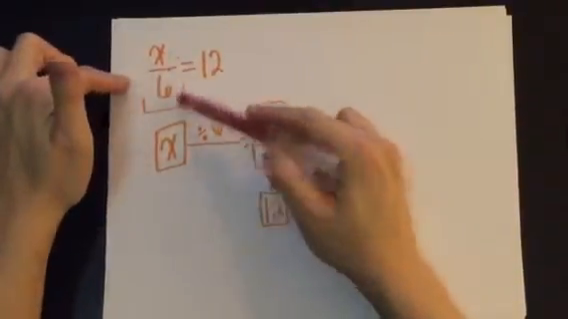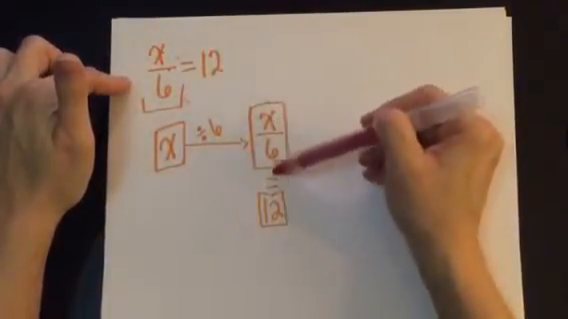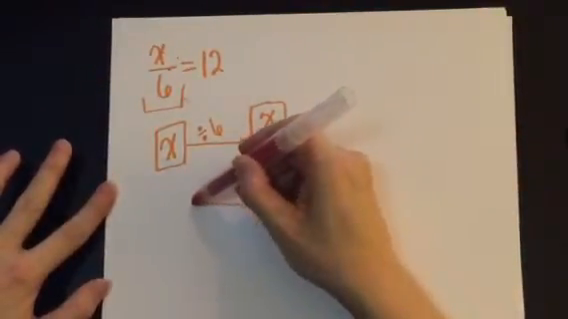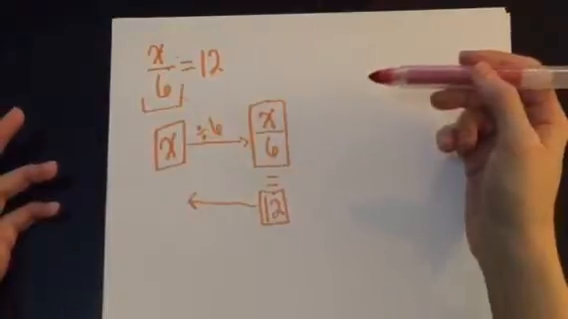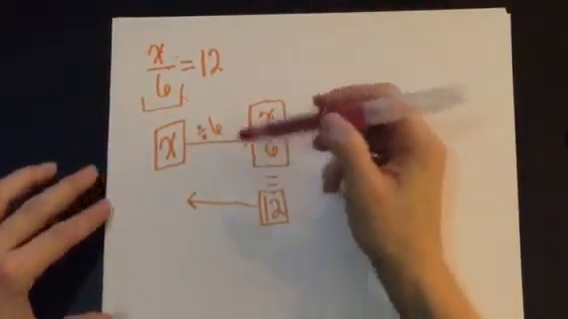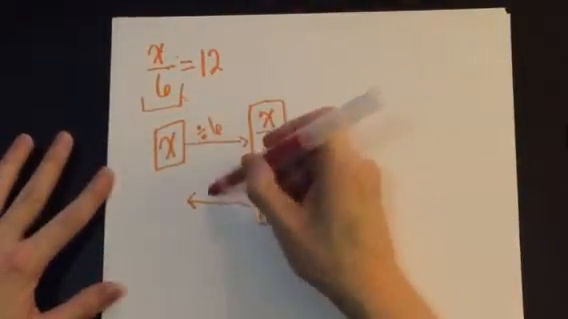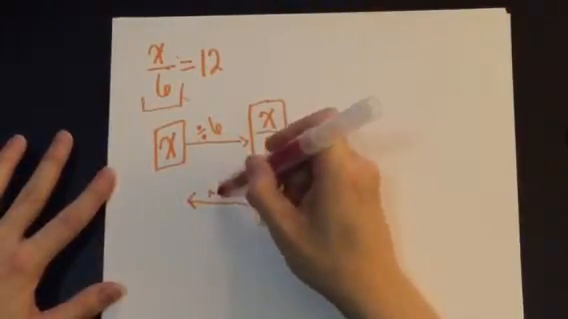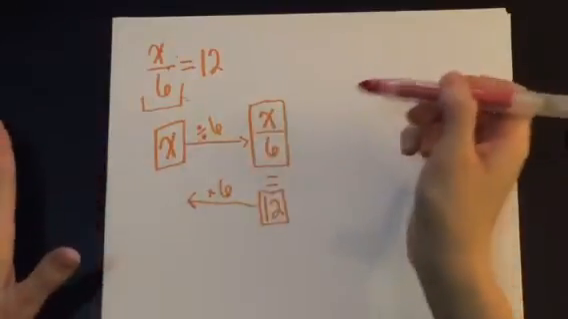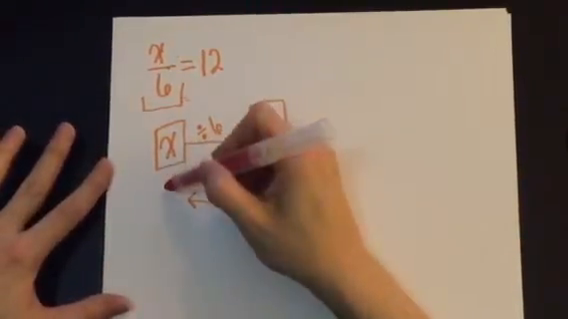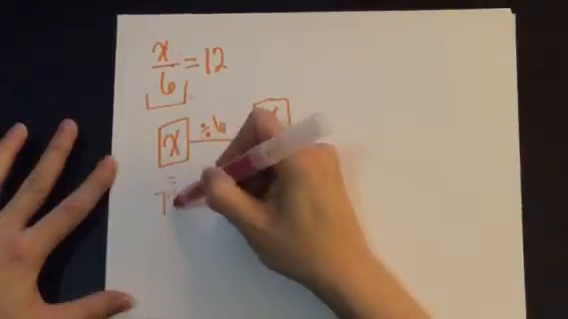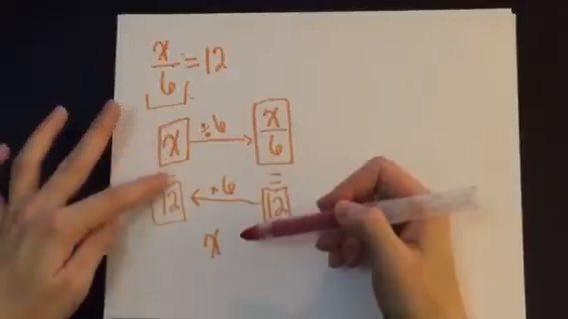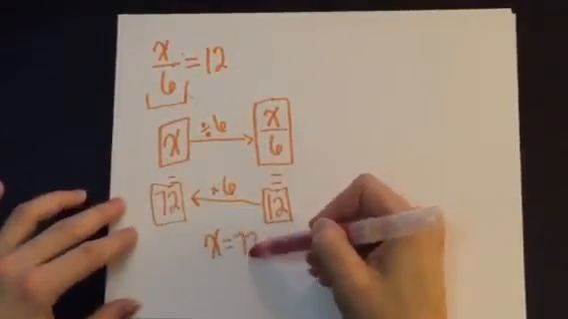So now we have our complete equation. This complete equation appears right here. Now we're going to work backwards and undo this. We're going to take it apart. We're going to do the opposite of divide by 6, which is multiply by 6. So 12 times 6, if you remember your multiplication facts, is 72. So x equals 72.